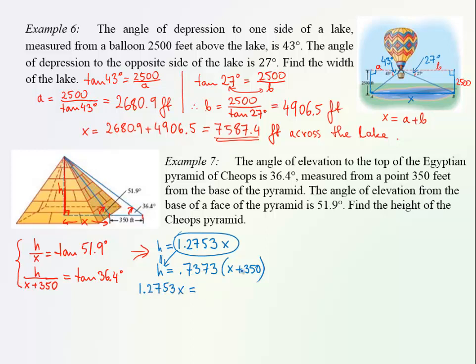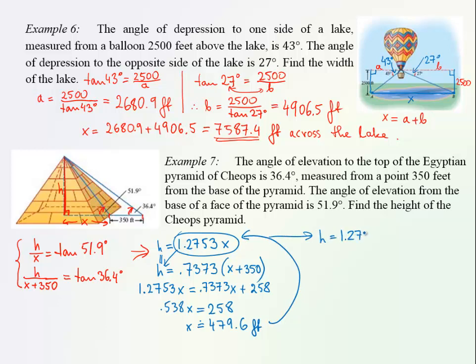1.2753x equals, in the meantime we can multiply through the brackets, it's 0.7373x plus 258. Then we subtract the x's to the other side and we end up with 0.538x equals 258. And after dividing by 0.538, x will be approximately 479.6 feet. So that's x. This is not the final answer yet, but now we can plug it into the first substitution equation and we end up with h equals 1.2753 times 479.6, which turns out to be 611.6 feet. So the pyramid is close to 612 feet high.